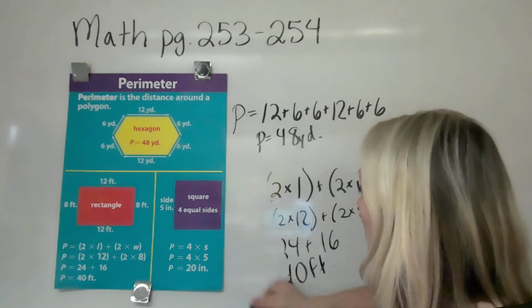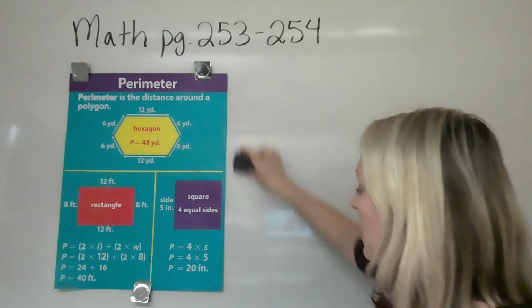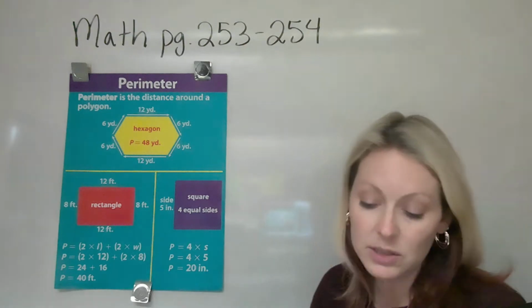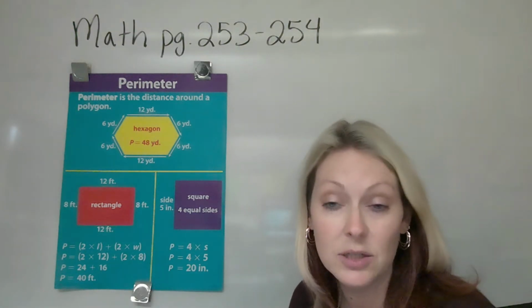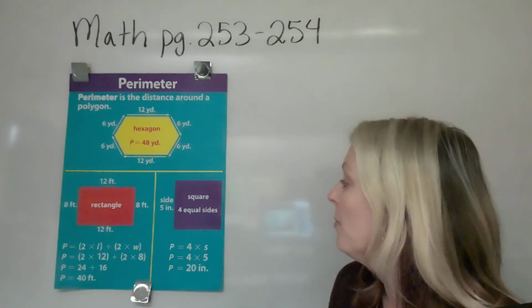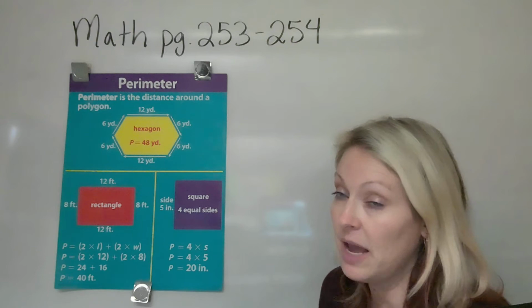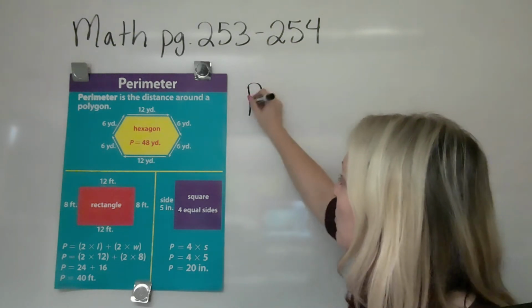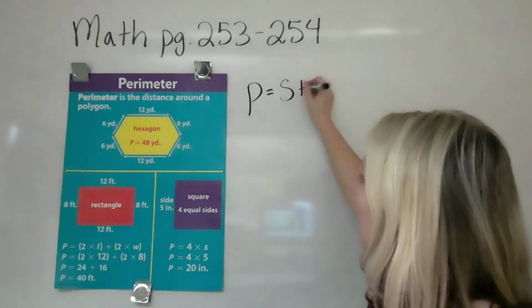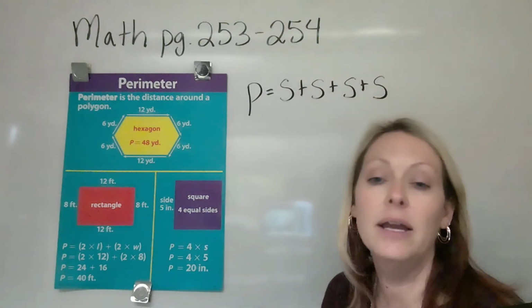Now, a square is a little bit different, and that's what we're going to be doing today, okay? I don't want you to get confused on square, but I do want you to see that there are 2 ways to do a square. Remember, a square has 4 sides and they're all exactly the same, right? So with a square, you can do P equals side plus side plus side plus side, right?